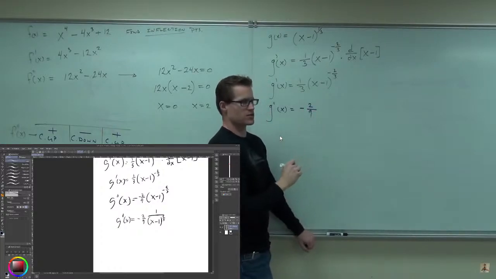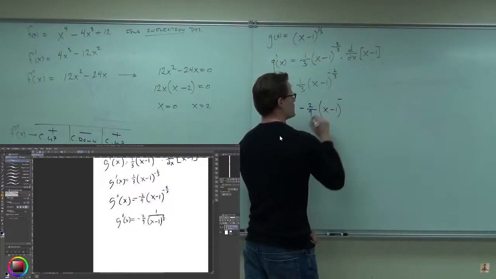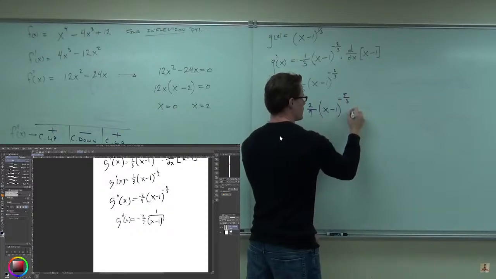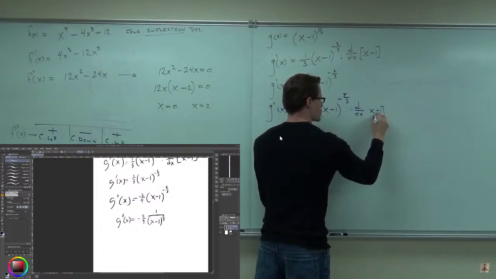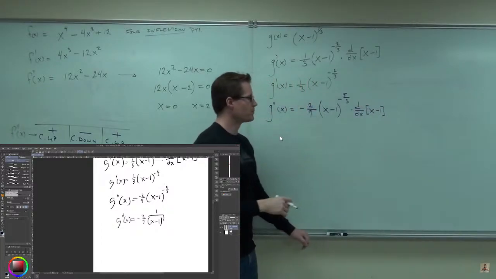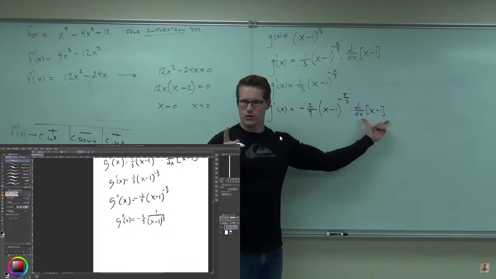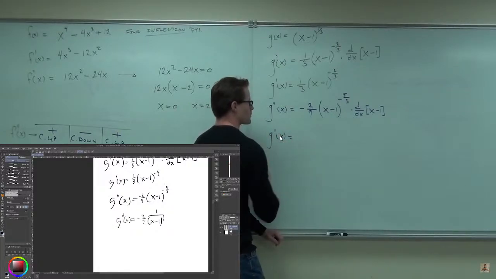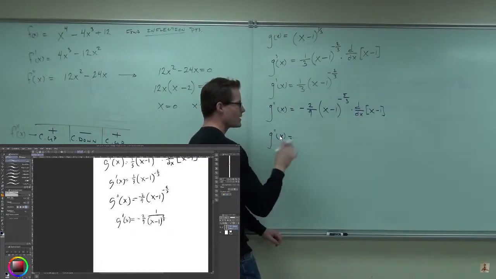I'm seeing -2/9. You seeing that too? To the negative. Of course, that was the general power rule or the chain rule. But the derivative of that inside piece, that's still going to be just 1 for you. So let's make this thing a little bit prettier. How would we make this thing a little bit prettier?